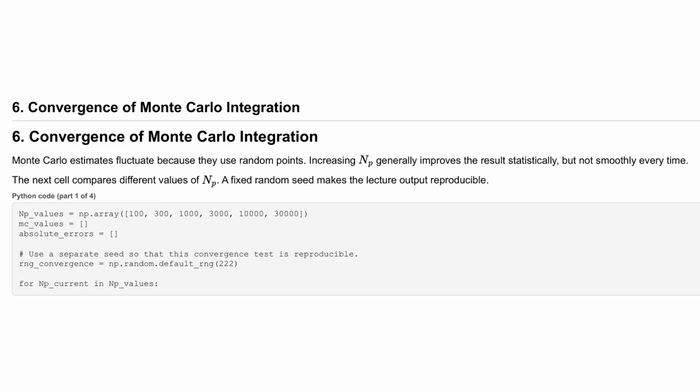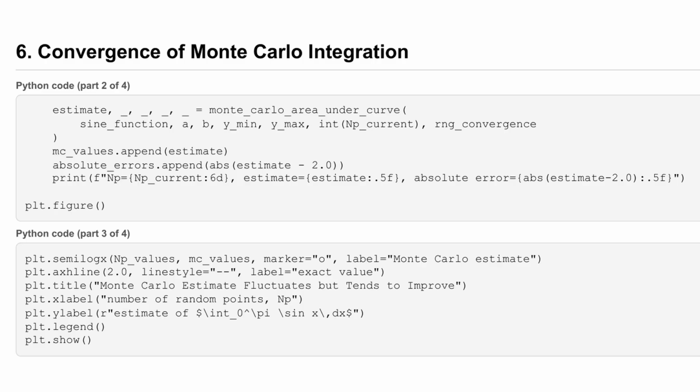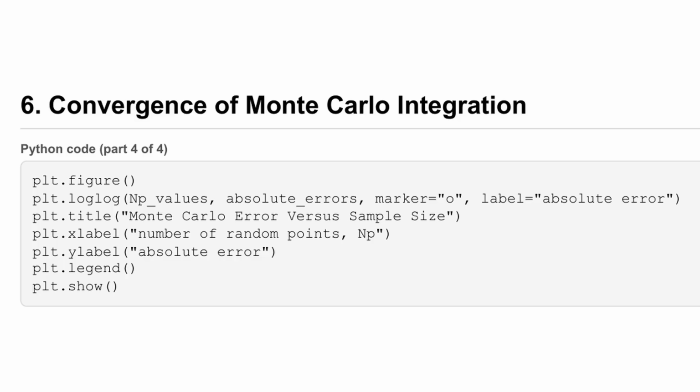Because Monte Carlo integration relies on randomness, the estimate will fluctuate. To see how it converges, we will test a range of sample sizes, from 100 points up to 30,000, using a consistent random seed for each test. For each sample size, we calculate the absolute error by comparing our stochastic estimate to the true value. We will then plot these estimates on a logarithmic scale to see if they trend toward the correct value as n-p increases. Finally, we will generate a log-log plot of the absolute error.